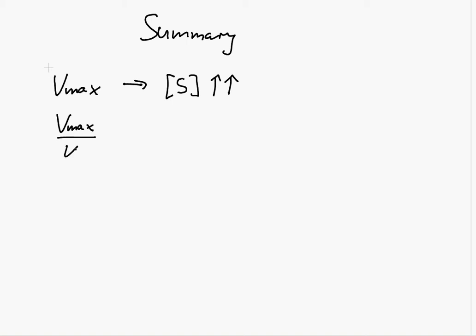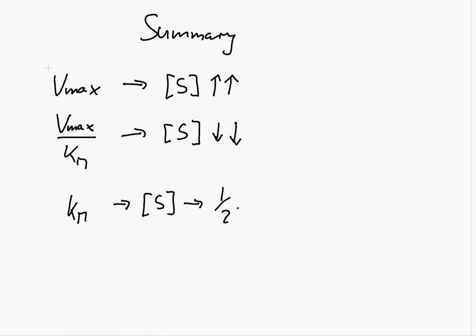We can now summarize what we just discussed. Vmax is an indicator of how the enzyme behaves at very high substrate concentrations. Vmax over Km tells us how the enzyme behaves if the substrate concentration is very, very low. And Km tells us something about the substrate concentration that results in half maximum or limiting velocity.